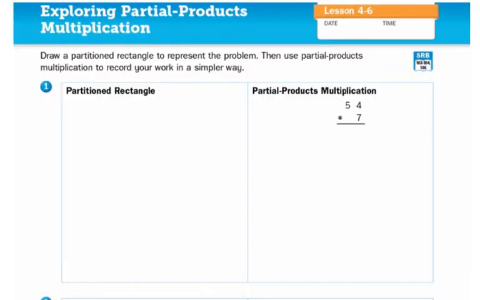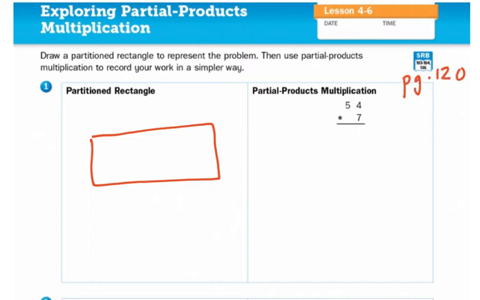We're going to go ahead and move to your next journal page. We're going to try a few of these together. So our first problem is 54 times 7. So with partitioning of rectangles, this is journal page 120, by the way. And we're going to take 54 times 7. We'll put the 7 here. And this is where I'm getting the problem from. The value of the 5 in 54 is 50. The value of the 4 is 4.